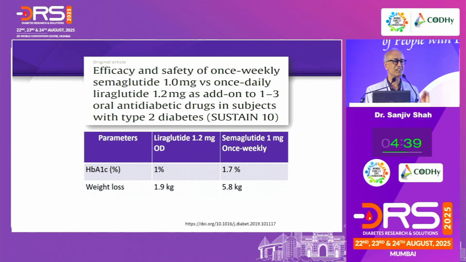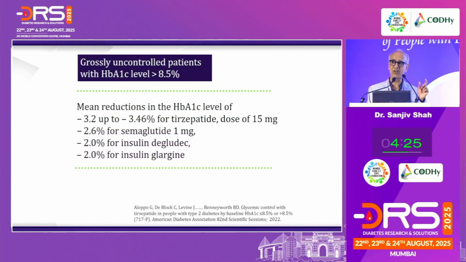So injectable SEMA at 1 milligram could give you a little higher A1C reduction, but of course a higher weight loss of close to 6 kg, which may be okay for some diabetics, may not be for some diabetics, because the title of my talk is a lean or a normal weight.